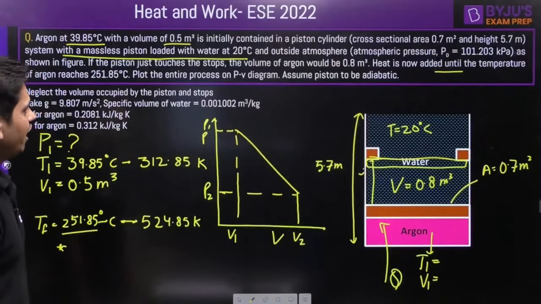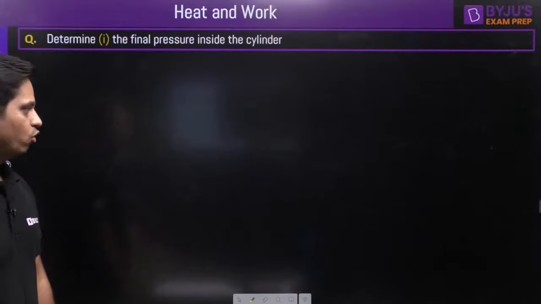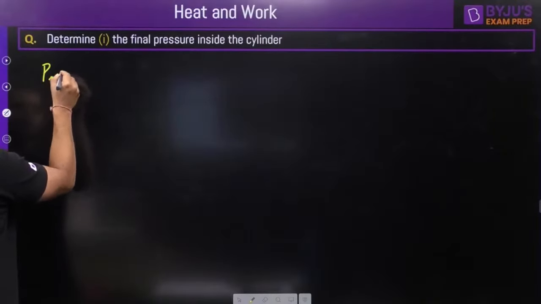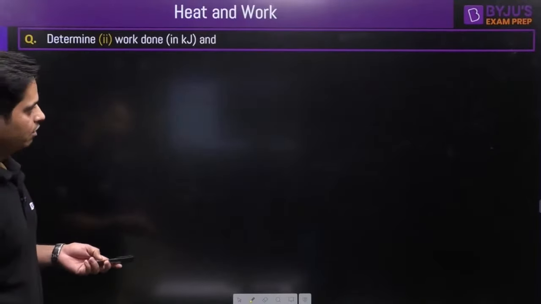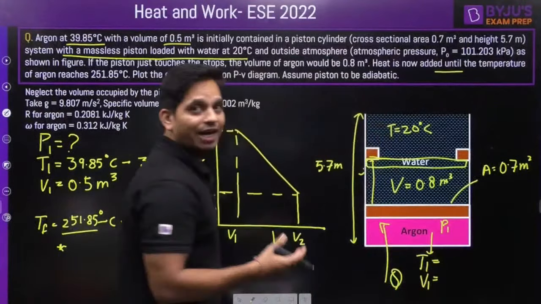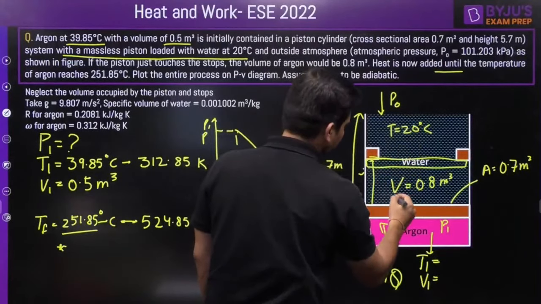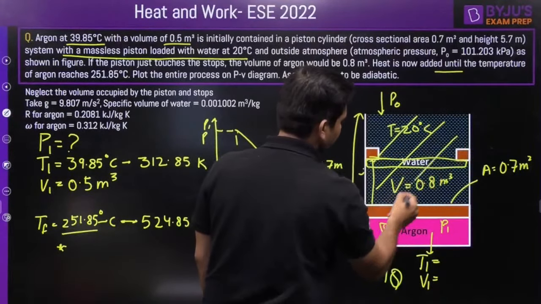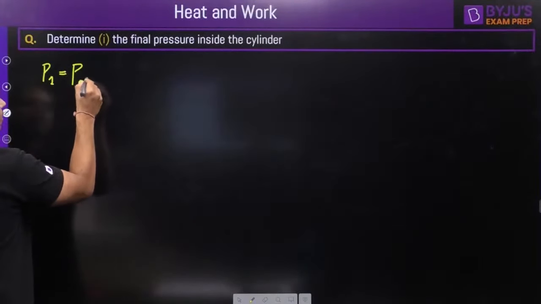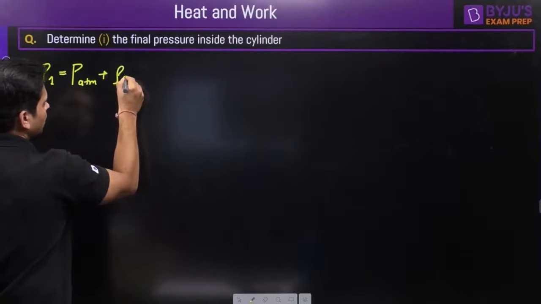Now I need to find out the final pressure. First of all, I need to find out P1. How will I find P1? So you see, here it's P1, but what is the pressure here? Pressure will be atmospheric pressure plus this water pressure, whatever water is here. So I can say P atmospheric plus water, it is rho g h.